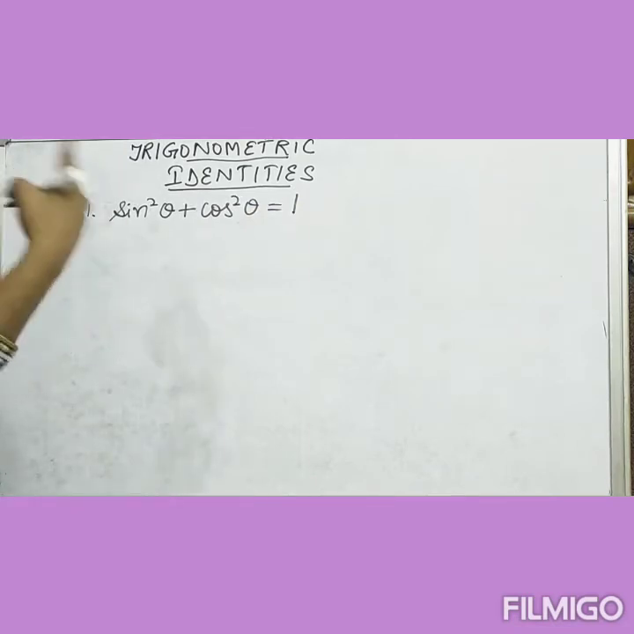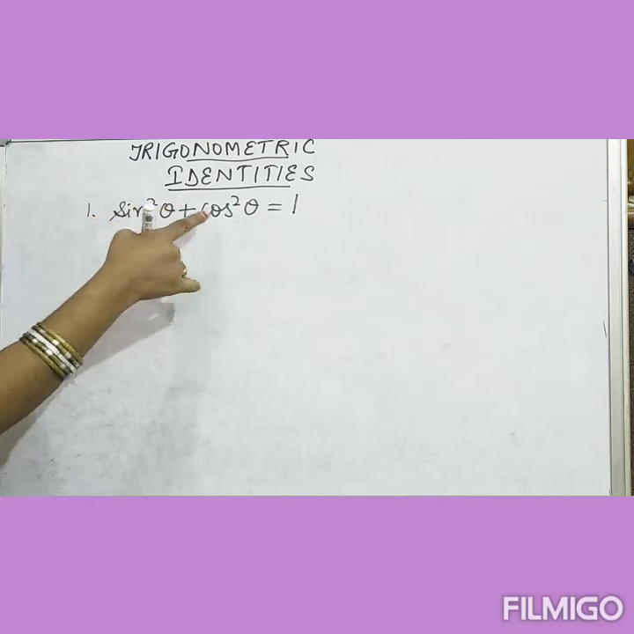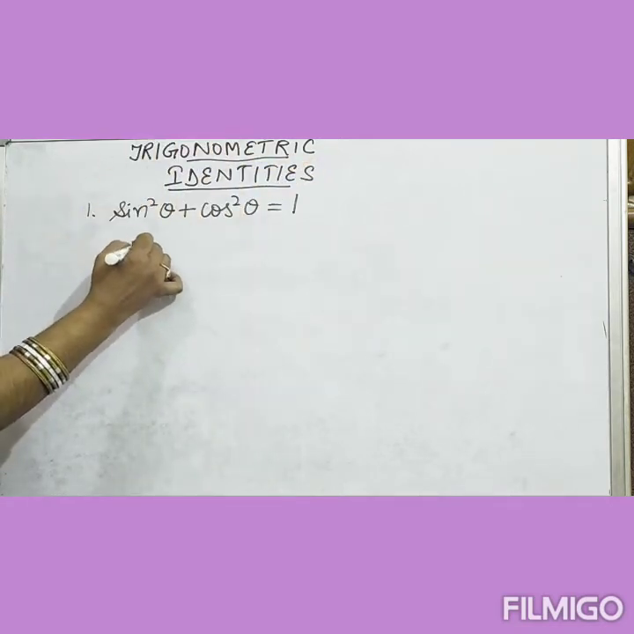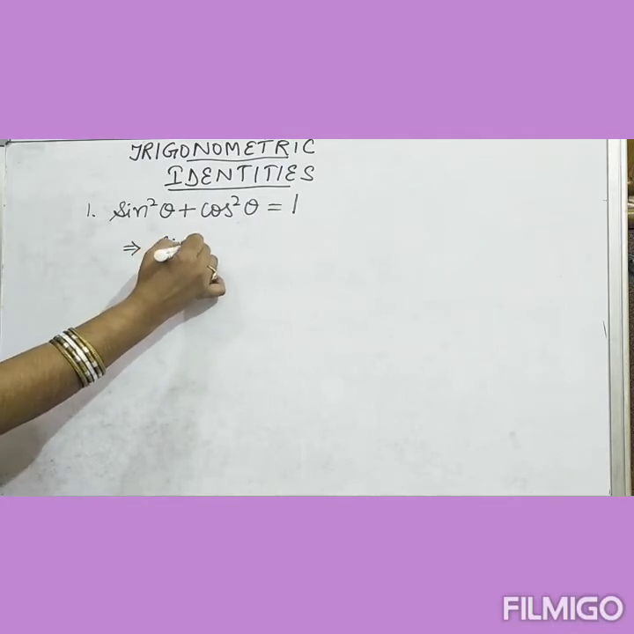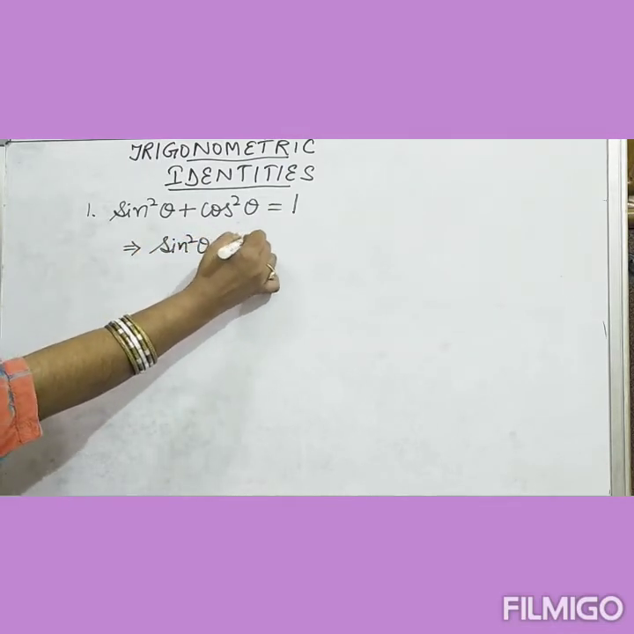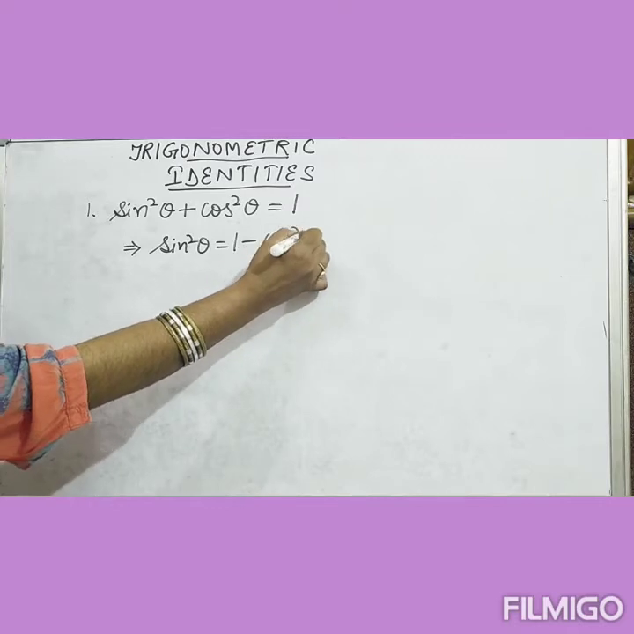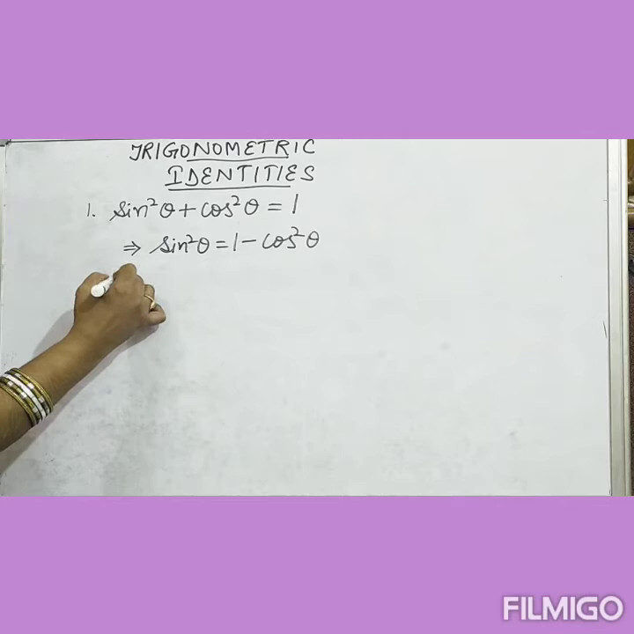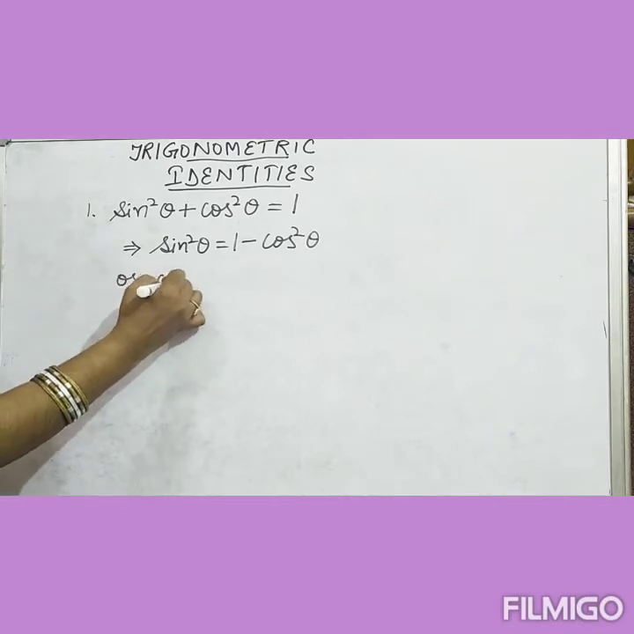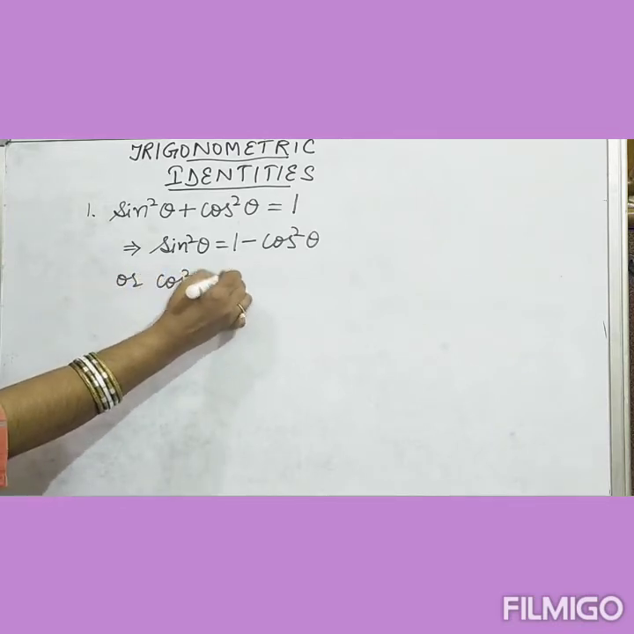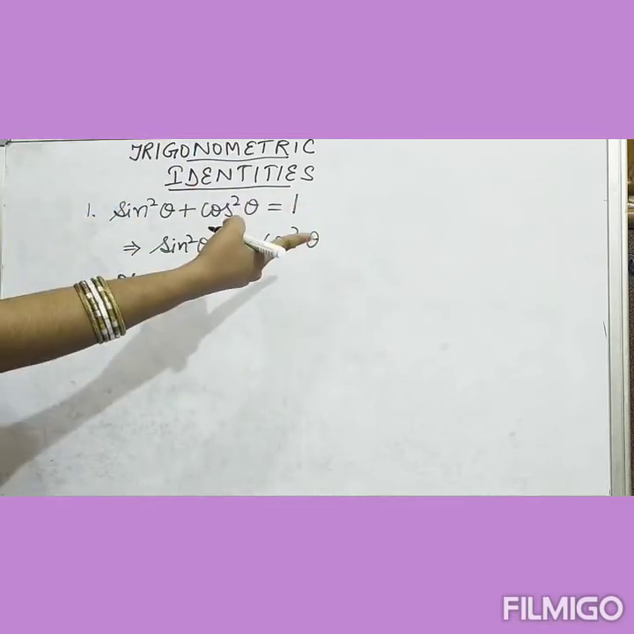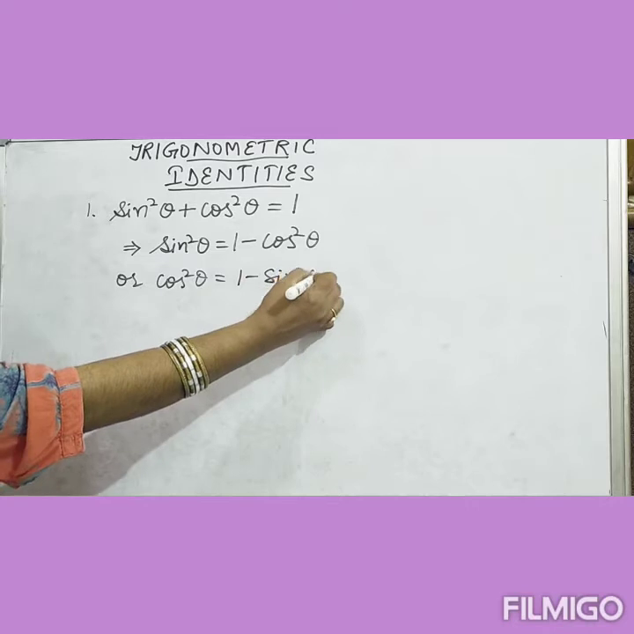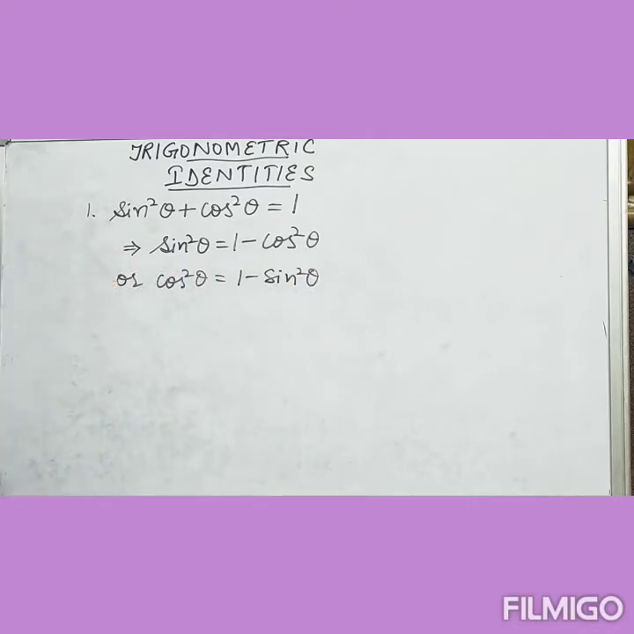We can write it as, if I'm taking this cos square theta on the right hand side, sine square theta is 1 minus cos square theta, or we can write it as cos square theta, if I'm taking this sine square theta on the right side, it will be equal to 1 minus sine square theta. So one way or the other, these three are the same.